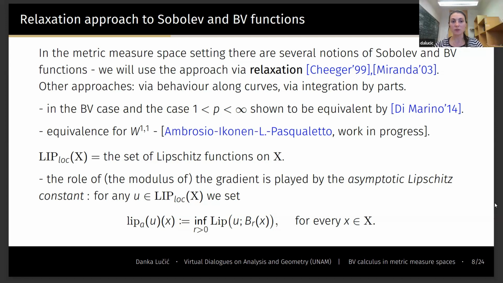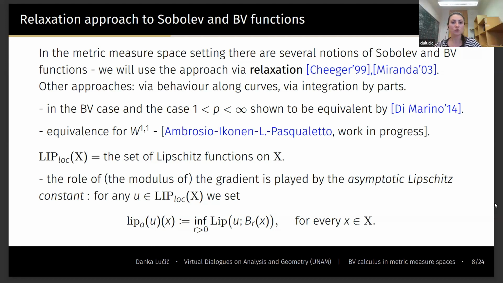And in the BV case, and in the case of p strictly greater than 1, all the definitions are shown to be equivalent by the work of Di Marino, while the equivalence for W^{1,1} is also true, and it will be the result in the forthcoming paper by myself, Ambrosio, Toni Ikonen, and Enrico Pasqualetto.